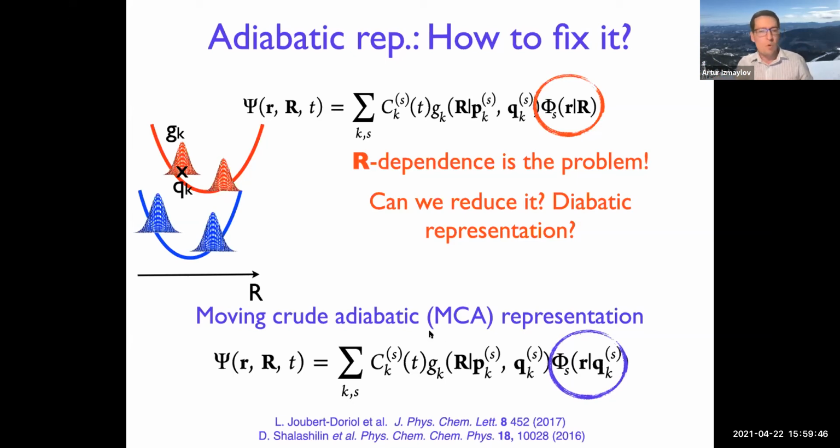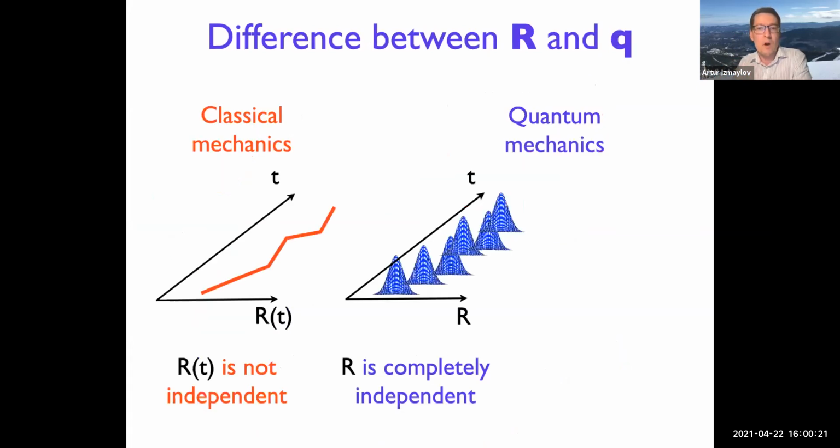Now, why did we call this moving crude adiabatic? Because the crude adiabatic representation is one where you calculate electronic states using electronic structure, but at one single point. If you use a complete basis set, it's enough, but it's impractical, of course, because you cannot use a complete basis set in real problems. So this is the crude adiabatic part. The moving part comes naturally because the center of the Gaussian is moving. So it's like crude adiabatic, but it's moving. So it's moving crude adiabatic. All right.